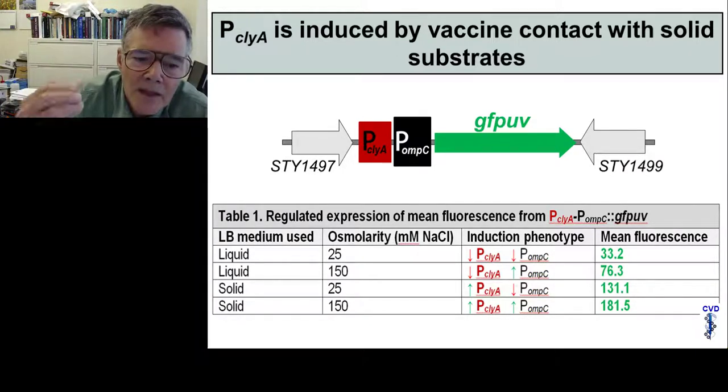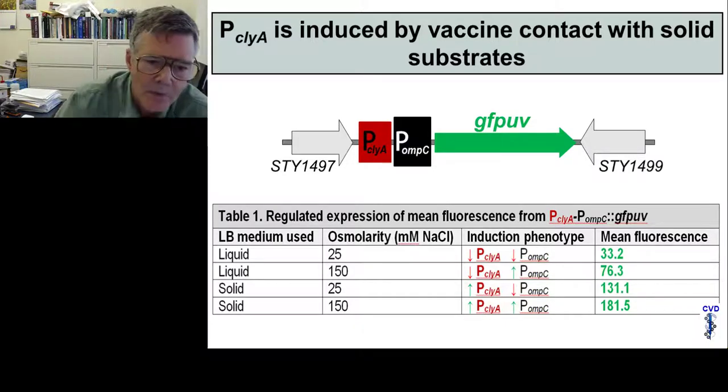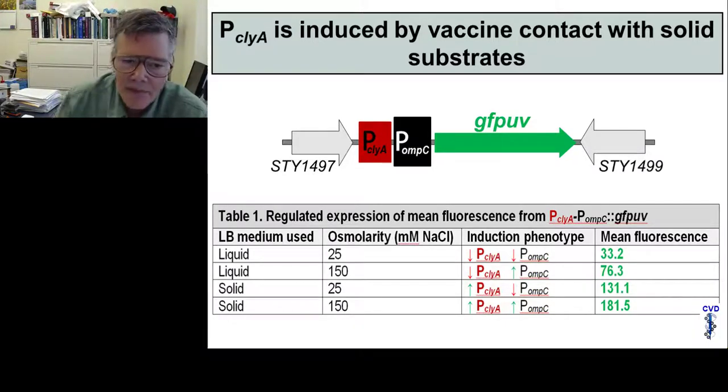The target locus of the chromosome, we always keep the promoter. So if we integrate into Guabier, we keep the Guabier promoter. If we integrate into HTRA, we keep the HTRA promoter. In this case, we kept the Cli-A promoter. And this was very, very interesting.